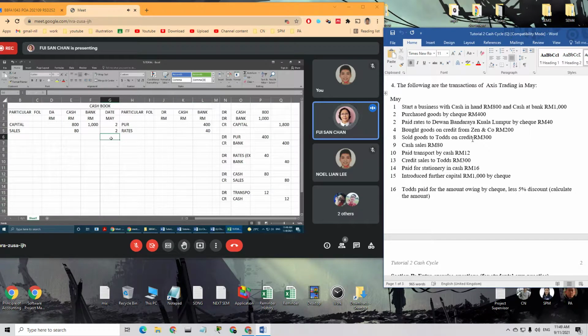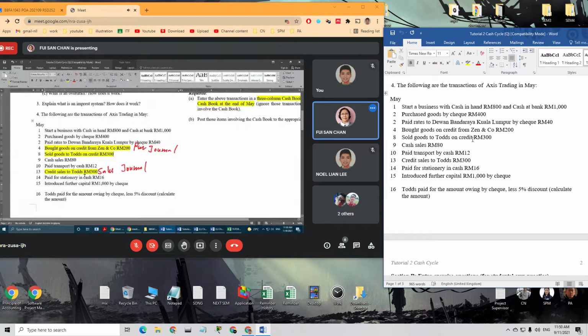So this is on the 10th, right? So here we put transport. We are paying transport using cash, correct? Transport, and cash. Number 13, credit sales. This one, credit sales, goes to the sales journal.